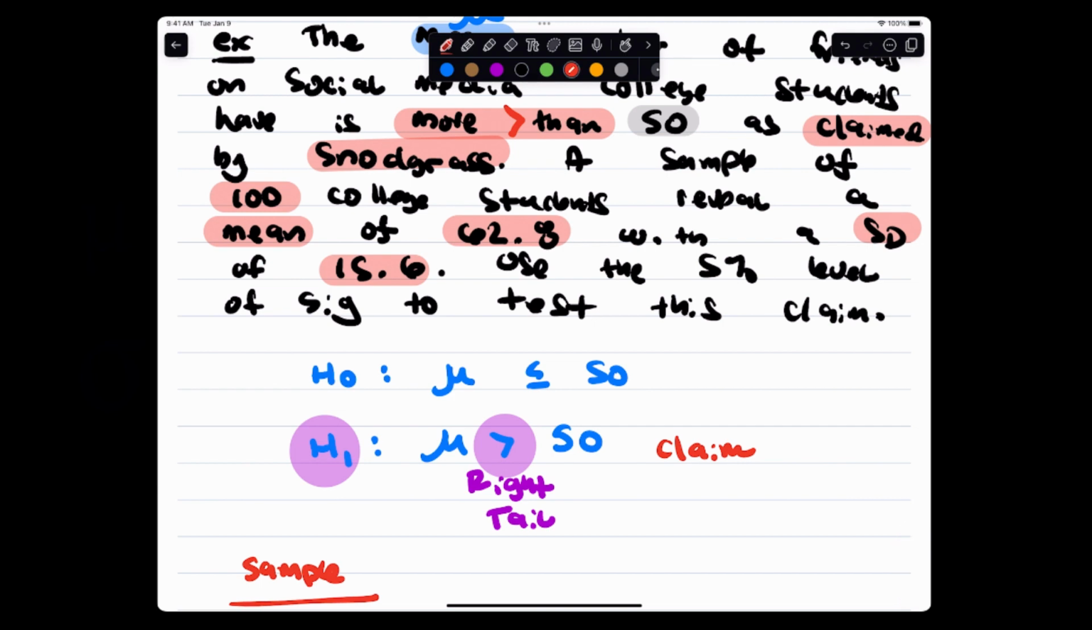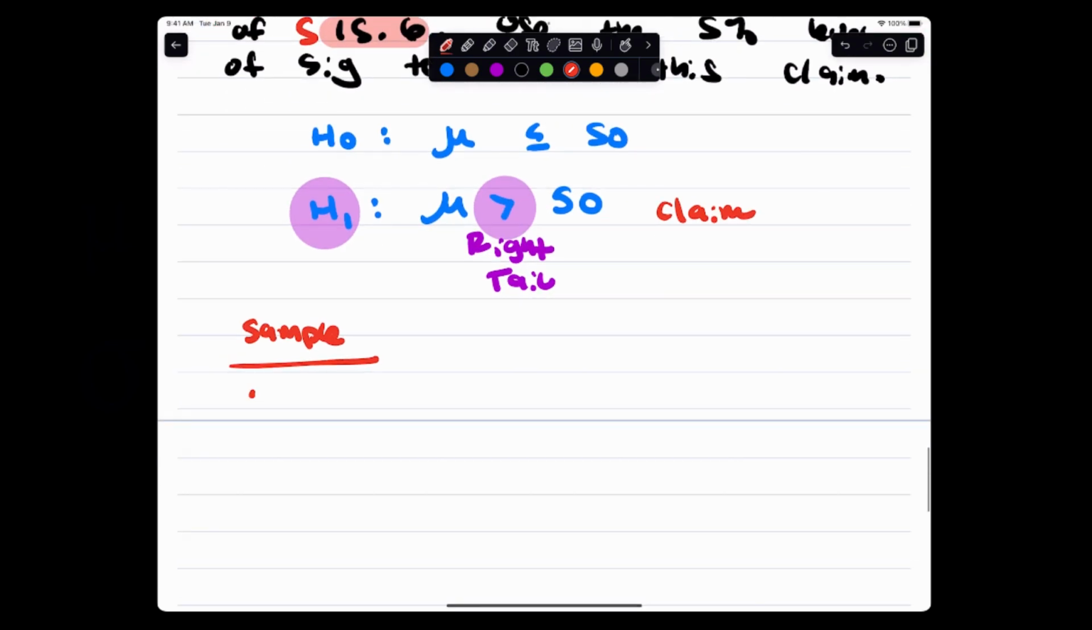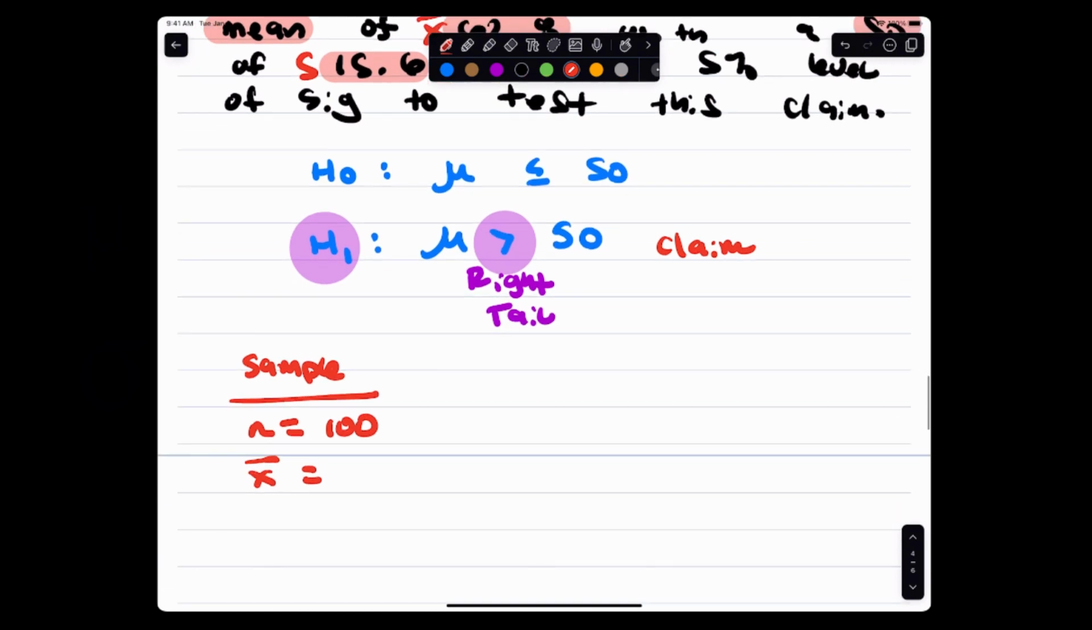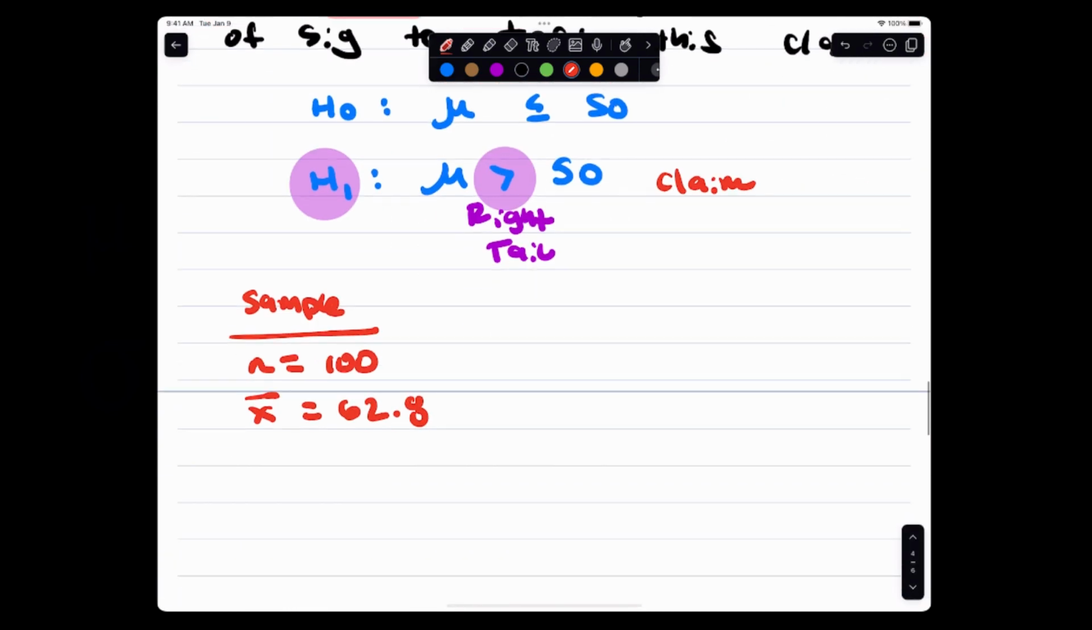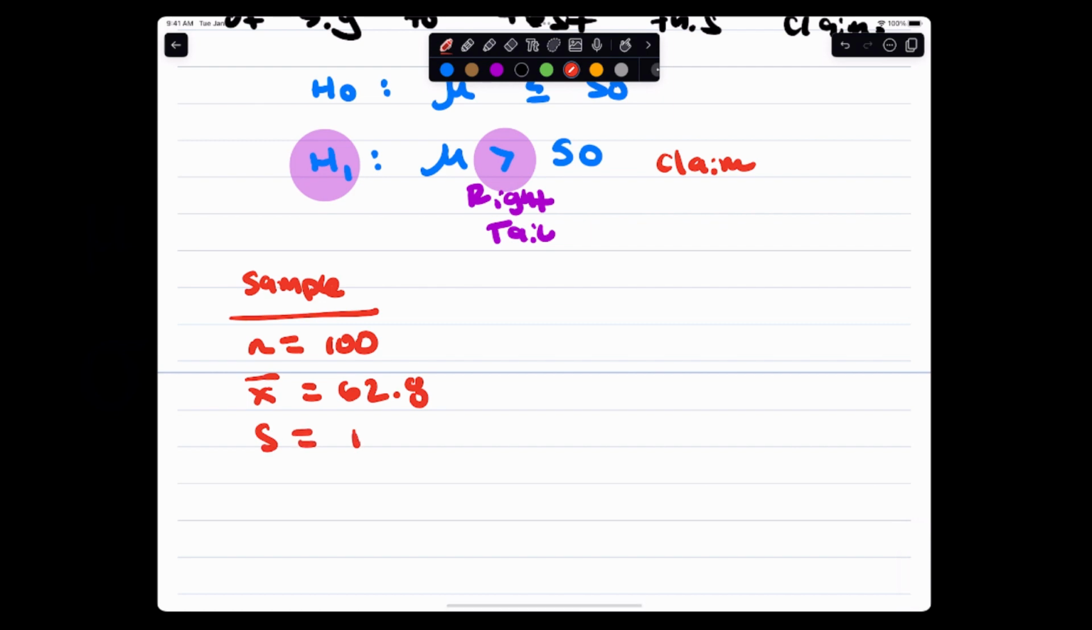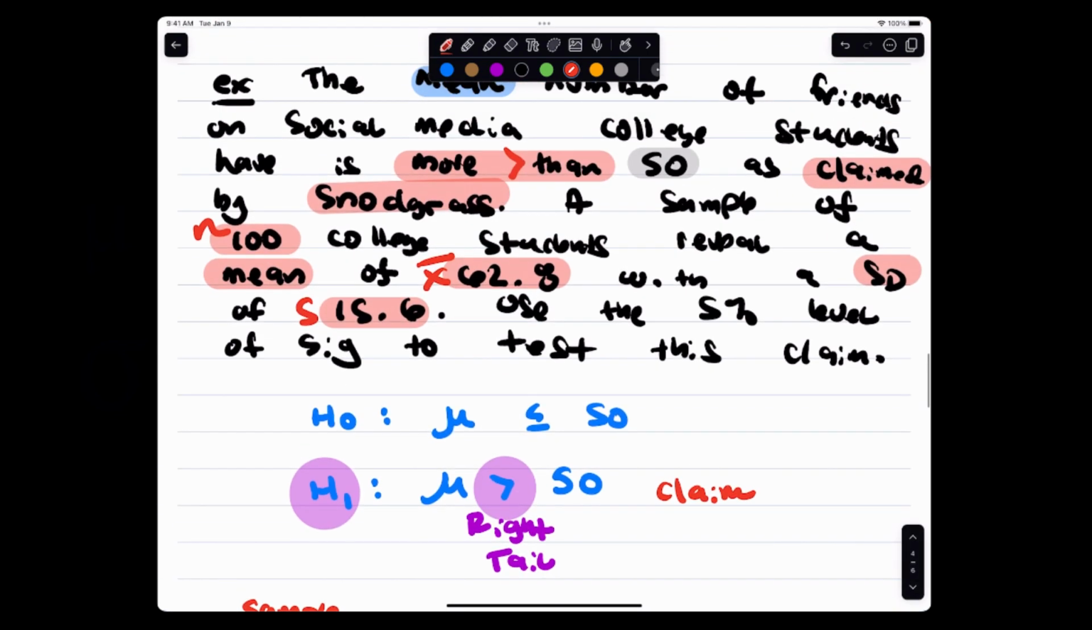So a sample of what? 100. That's my sample size. This is the mean. And then we have a standard deviation. So sample size here is going to be what? 100. Sample mean. What's the average number of friends? 62.8 with the standard deviation being 15.6, ladies and gentlemen. So double check your sample information is correct there.